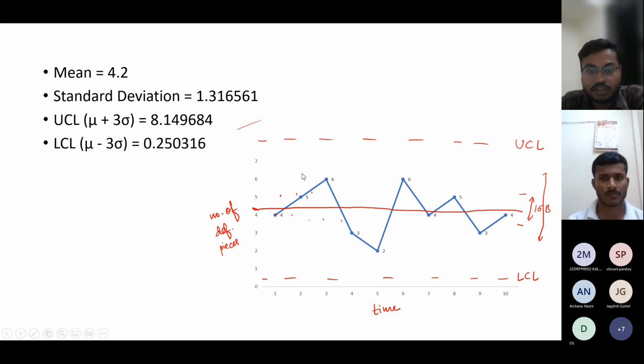Since this process falls inside the control limits, there are no many consecutive points on one side, and it does not rapidly alternate between both sides across the mean, we say that this process is in control. So there is no problem in this process, and hopefully everything is working.